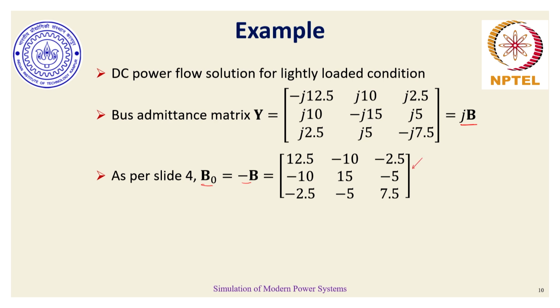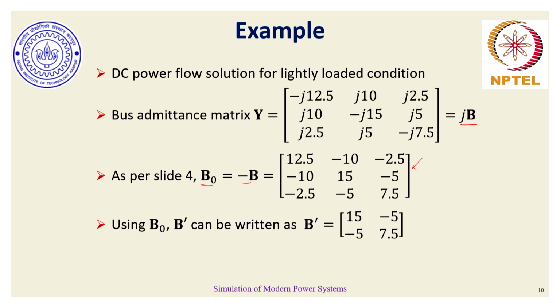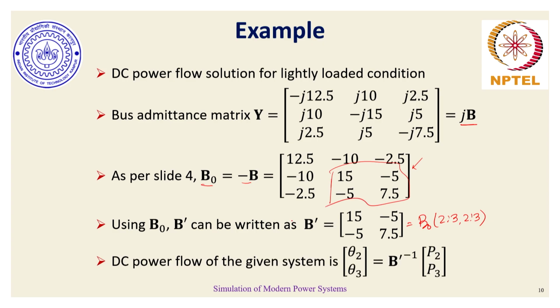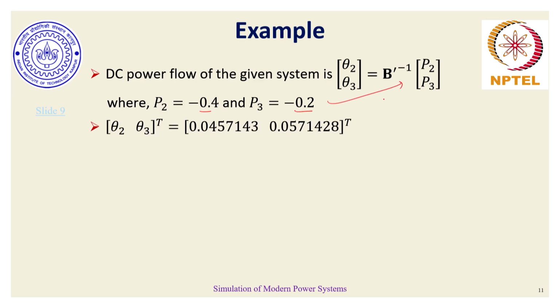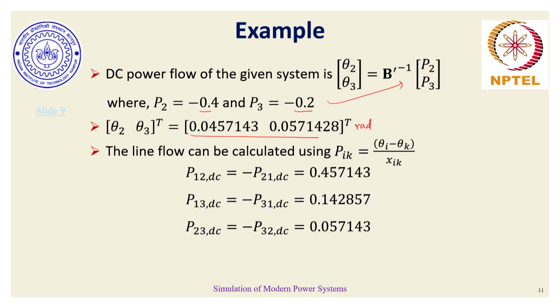B0, as you can see, is a rank deficient matrix. Bus 1 is the angle reference bus. So we extract B dash from B0 as the submatrix with elements 2, 2, 3 and 2, 2, 3, which is this. The injections at bus 2 and bus 3 are the negative of the load injections. So for the light load condition, these are minus 0.4 and minus 0.2 pu. We put in these numbers here and get the corresponding voltage phase angles in radians, and using the real power flow expression from the DC model, we now evaluate the DC power flow.